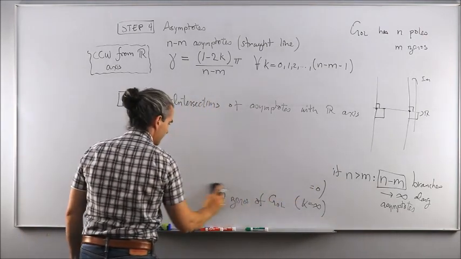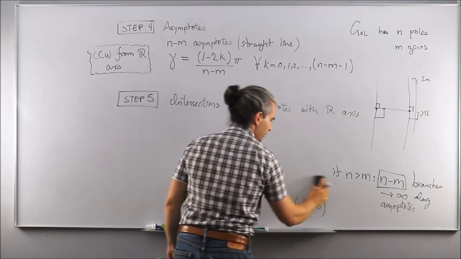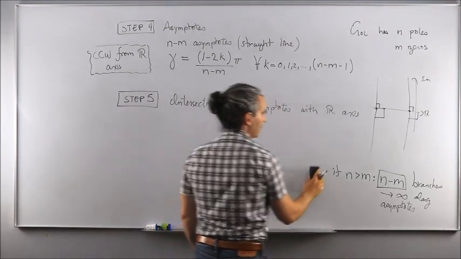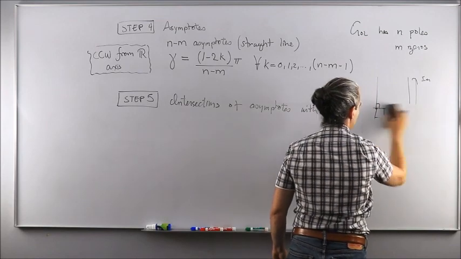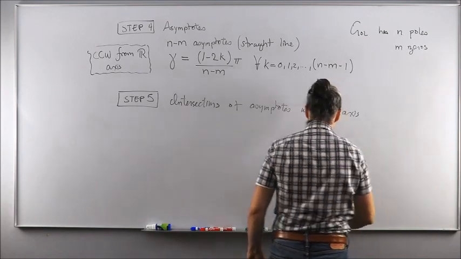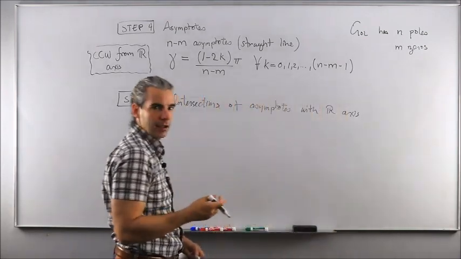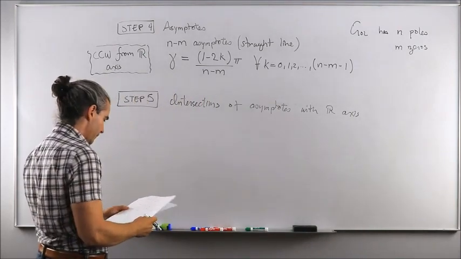If you don't have any asymptotes, don't bother doing this step. But if you have n minus m asymptotes, you need to do step number 5 to figure out where they meet or intersect the real axis of the complex plane.